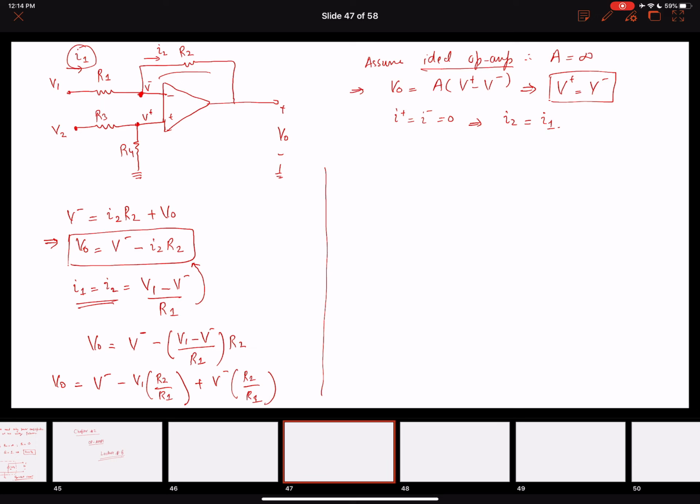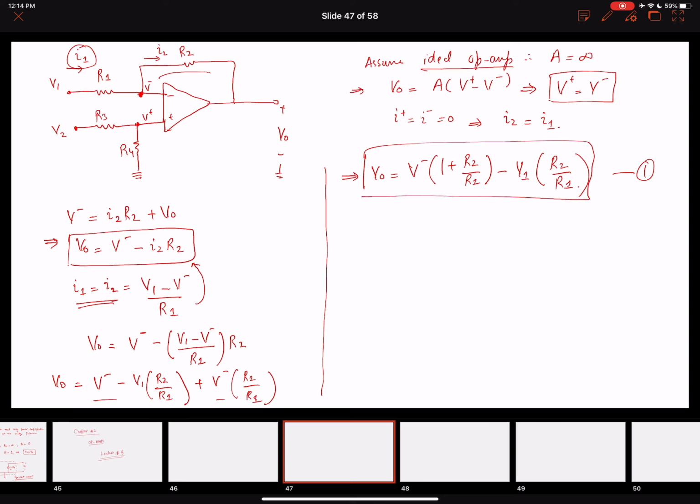Now what we can do is take the V negative common here. So our V naught equals, if we take V negative common, 1 plus R2 over R1 minus V1 into R2 over R1. Let's call this equation 1. So this is the value of V naught as of now.